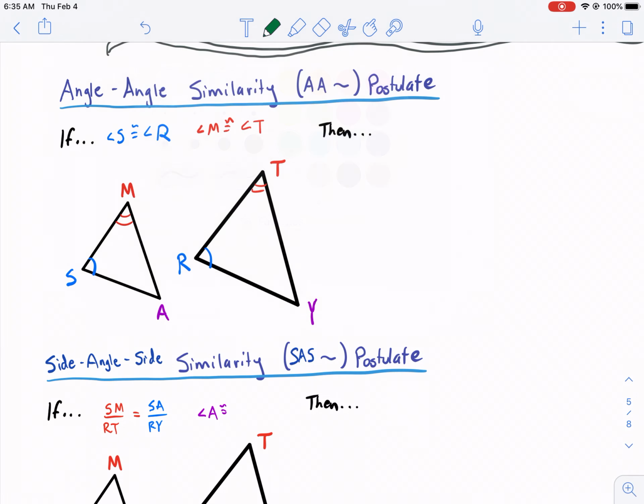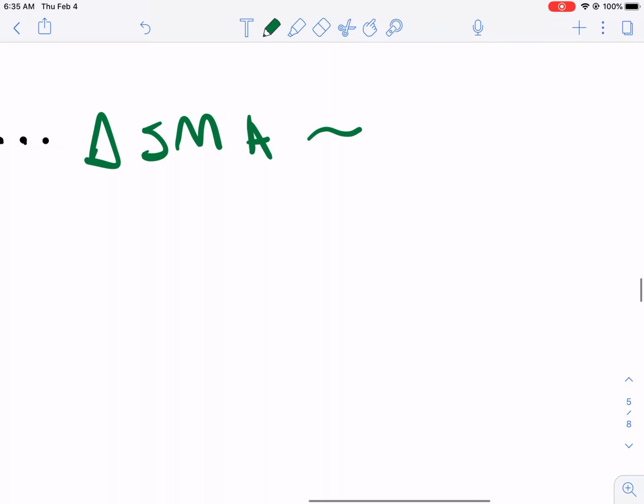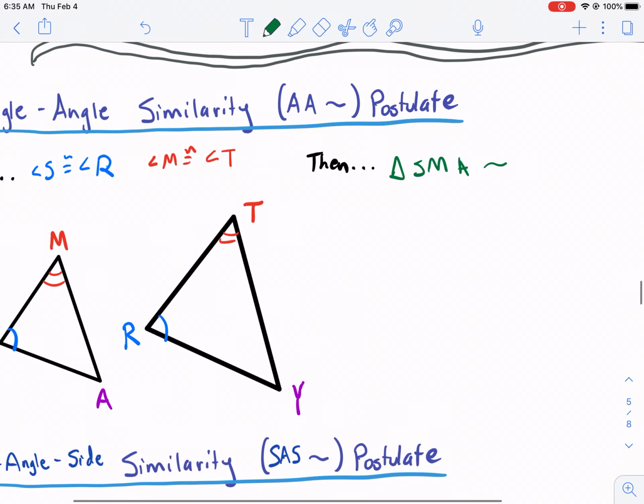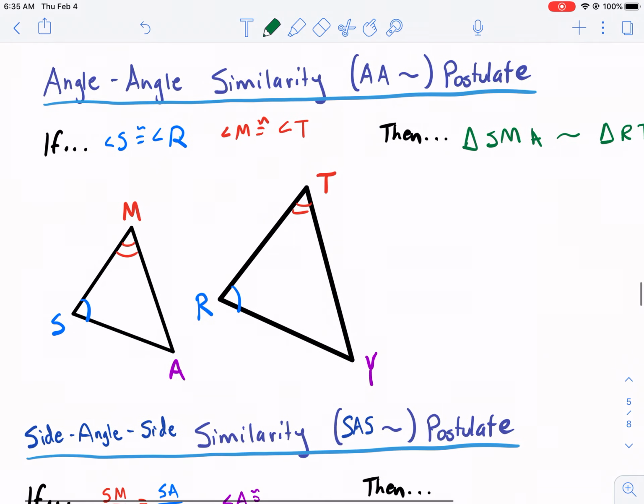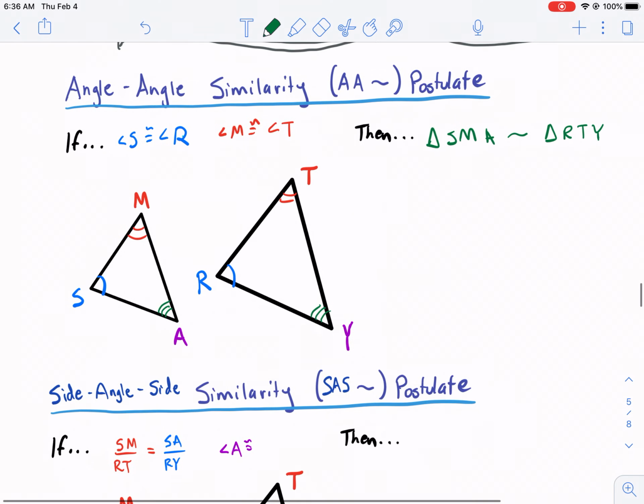Well, we'll know that triangle SMA is going to be similar, that's the similarity symbol right there, to triangle RTY. And why is that? Well, the third angles theorem states that if these two angles are the same, then that means their third angle also has to be the same. And we know by the definition of similarity that if they have three angles congruent, then the two shapes, the two polygons, are similar.